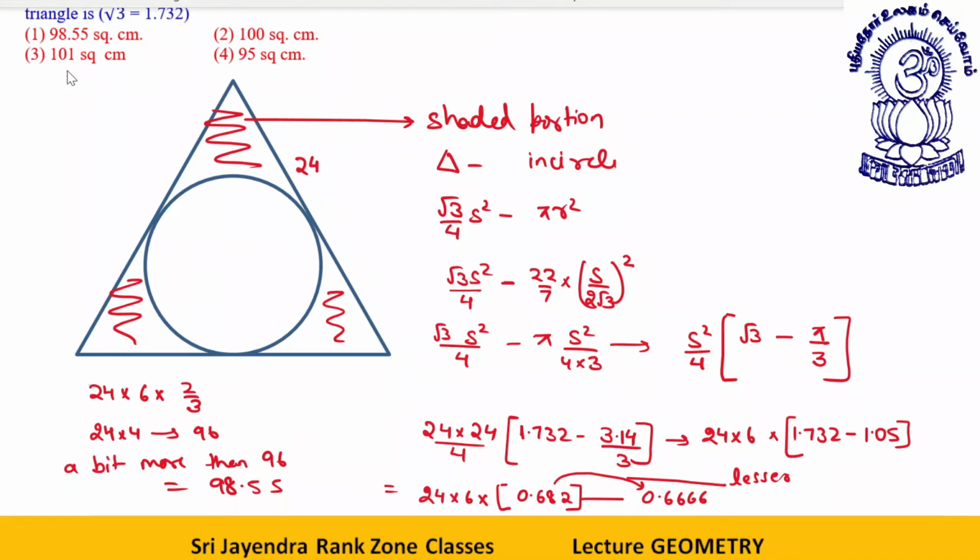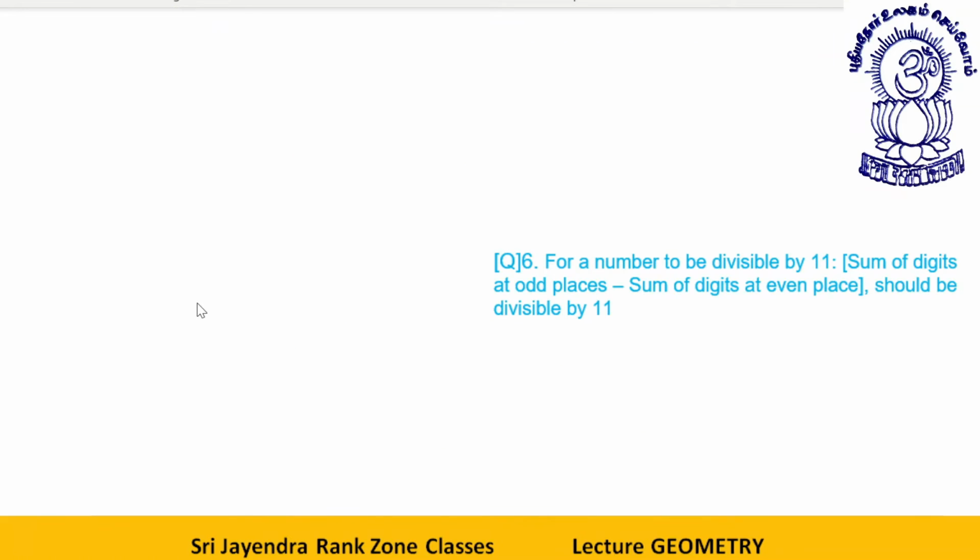One more important thing: other options are exact values. This is clearly a decimal value. So this has to be your answer. You can solve it by whatever method you like. Okay, let me take the next question now.